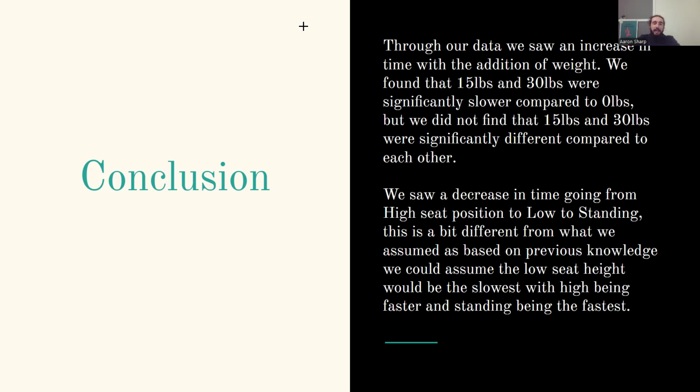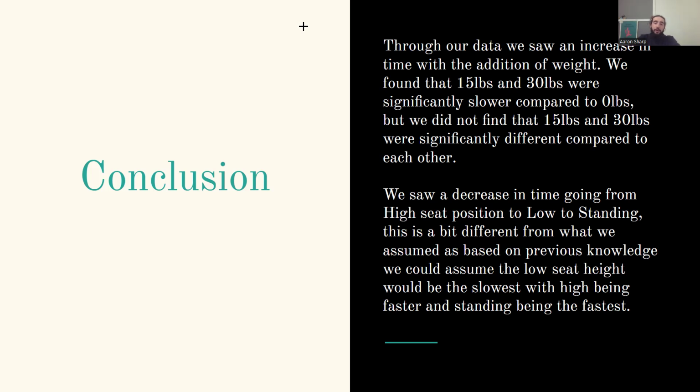We also saw a decrease in time going from the high seat position to low to standing. This is a little bit different than what we would expect based on our previous experience of riding bikes, where we would expect the low seat height to be slower. But for some reason the low seat height was faster, which might have to do with the weight, might have to do with how we were riding, it is up in the air. Standing, we definitely assumed would be the fastest, as you can put the most power down.